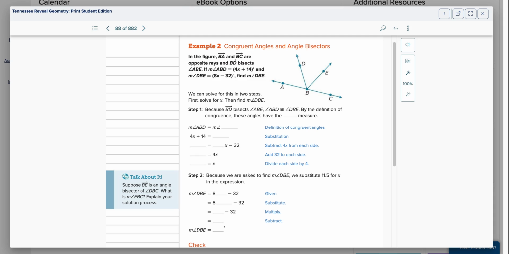All right, so this is 4x plus 14, and then the right side DBE is 8x minus 32. Well, you guys, if they are bisected, that means they're equal to each other. So they're going to have the same measure, so they're going to be equal measure. So we're going to put an equal in between them. So this is the other angle. And the 4x plus 14 on the left will be equal to the 8x minus 32.